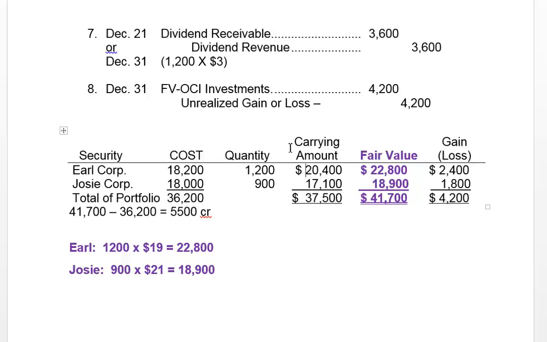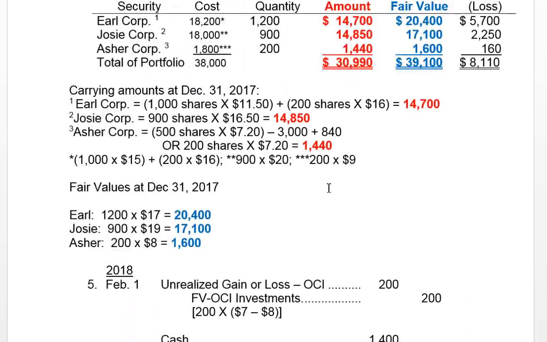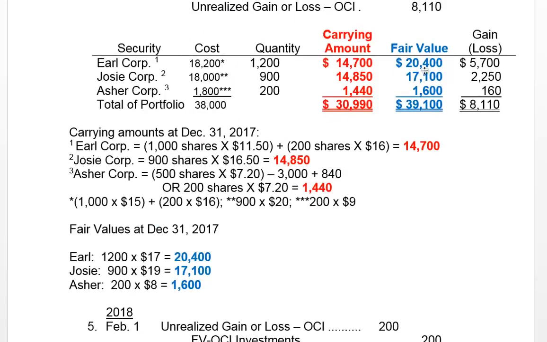Well, if we go back, we know the carrying amount of the Earl and the Josie shares. We can go back now to our fair values from the last period. 20,417.1 should be what we had last period, to end 2017. So let's go back and have a look. And here they are, Earl and Josie. Why can I just take these values? Because there's been no sale or purchase of any additional shares of either Earl or Josie in the period. So that is the most recent carrying value for the shares at December 31st, 2018.